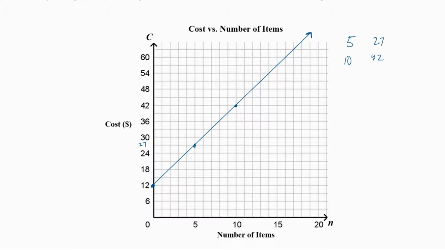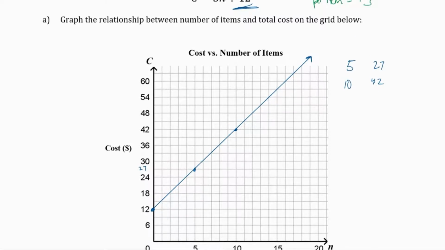So I could have used these points down here, but it makes it a little bit trickier. So if I spread the points out a little bit more, again, that's a way to make my line look nice. Question A was just graph the relationship on the grid below. So we are done with that.